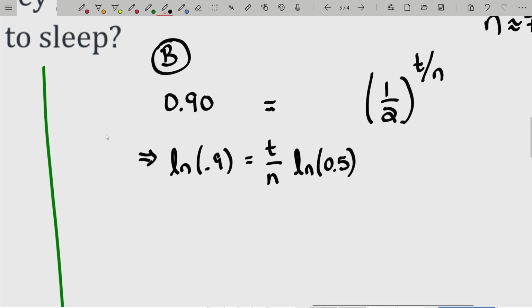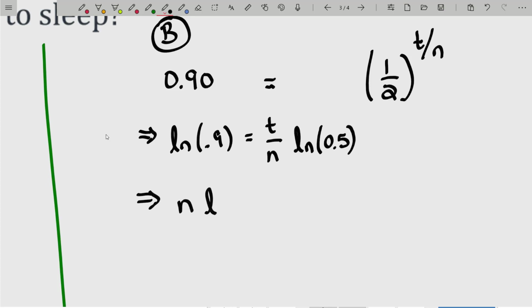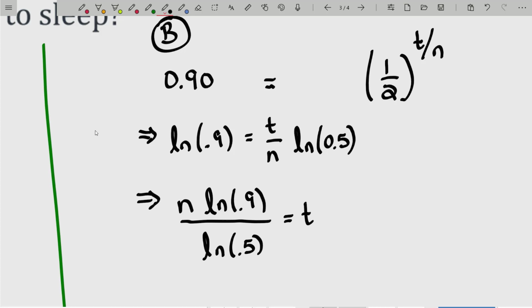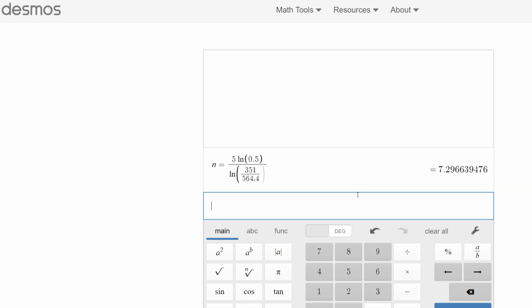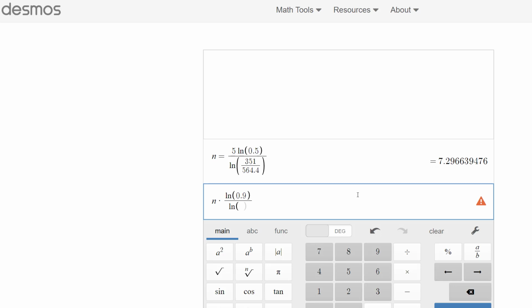And now just multiplying and dividing, we get the following. n log of 0.9 over log of 0.5 should equal t. Notice I'm using n there because I have n saved in Desmos. So I'll just compute n times the natural log of 0.9 divided by the natural log of 0.5. And it takes only 1.1 hours for the amount of caffeine in that person's system to decay by 10%. So after 1.1 hours, they still have 90% of the caffeine they originally had in their system.